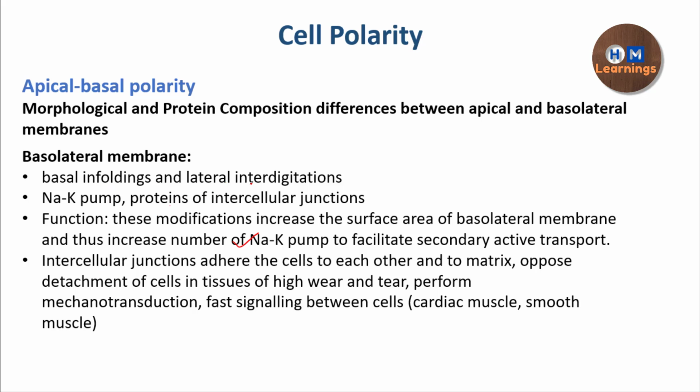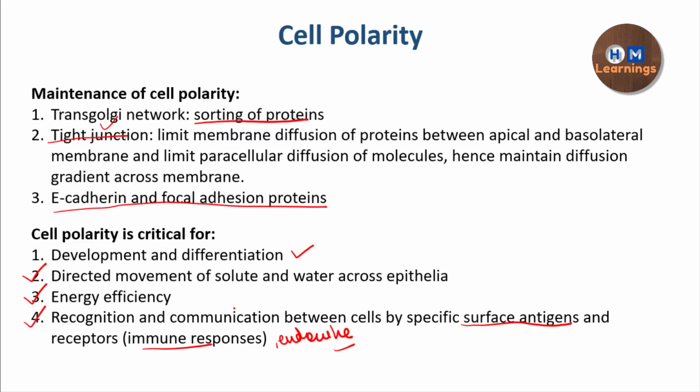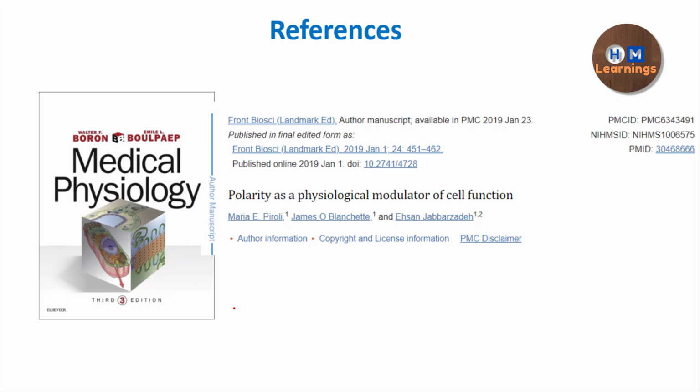Now intercellular junction proteins are also present on the basal side and the lateral side, and there are various functions of the intercellular junctions which are going to be covered only in the video on intercellular junctions, but briefly you can say that they adhere the cells to each other and to the matrix. They ensure that there is no detachment of the cells when external force is applied to them. They perform the function of mechanotransduction, and sometimes with the help of gap junctions, like in the cardiac muscle and the smooth muscle, they allow fast signaling between the cells as well. So this is all about the polarity.